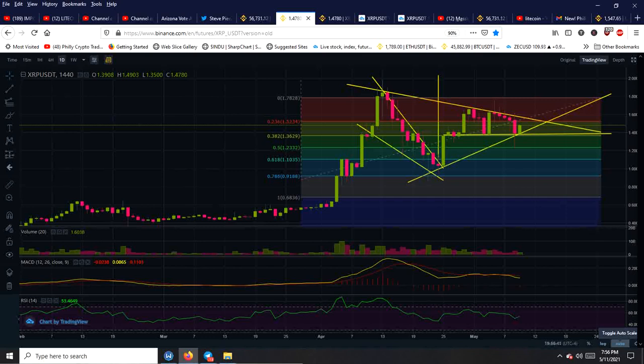The fib extensions, MACD, RSI, simple moving averages, a descending triangle, symmetrical triangle, next targets. Stick around for that. And we'll talk about the trade room for just a second.